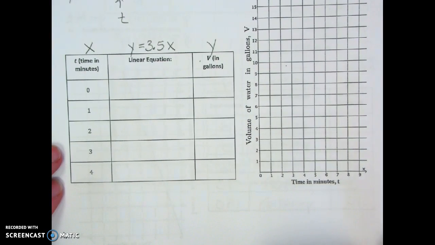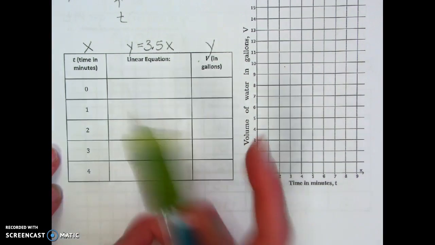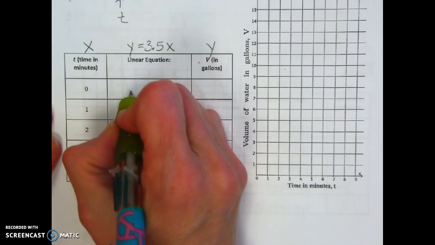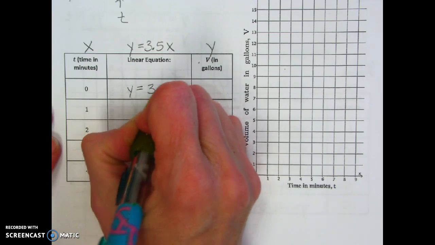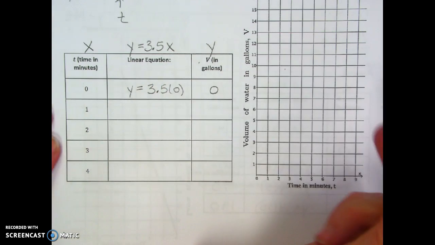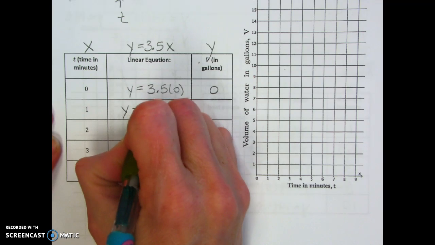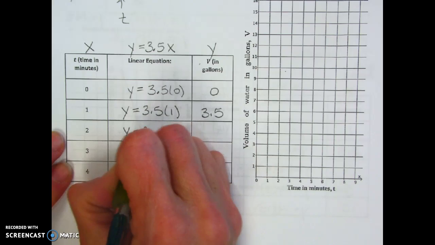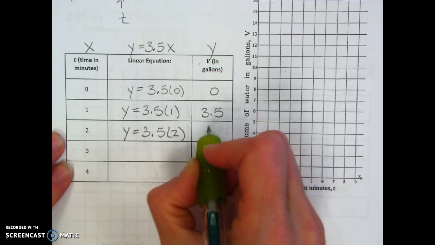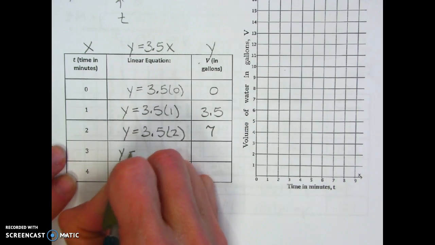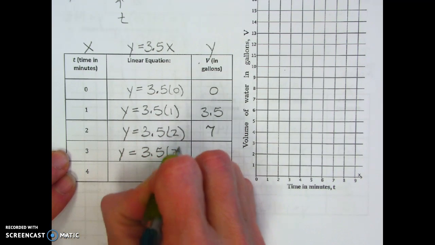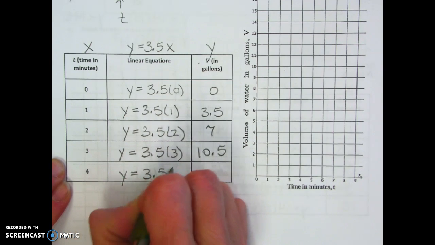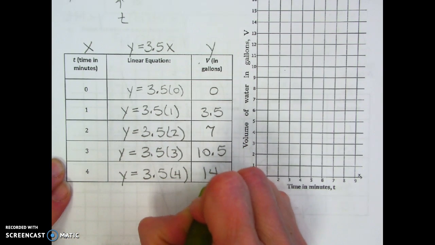Where do we get the points for X? This time they gave them to us. They told us they want us to use 0, 1, 2, 3, 4. So if we put 0 in here for X, Y also turns out to be 0. If we put 1 in for X, we get 3.5. If we put 2 in, we get 7. If we put 3 in, we get 10.5. And if we put 4 in, we get 14.